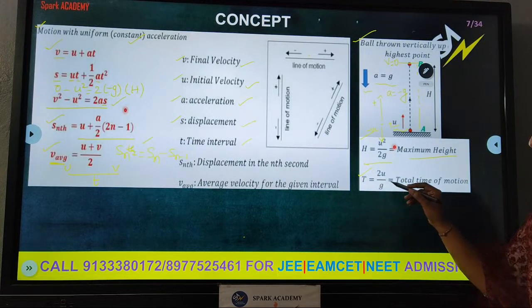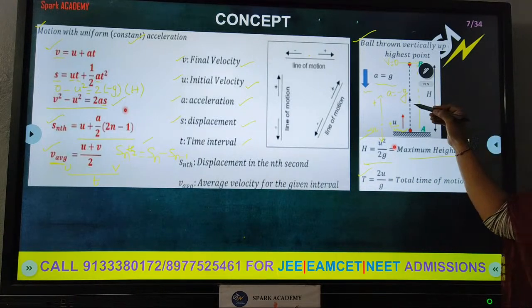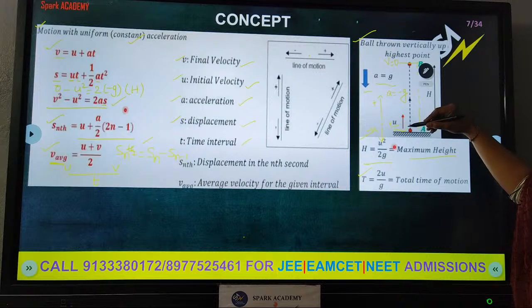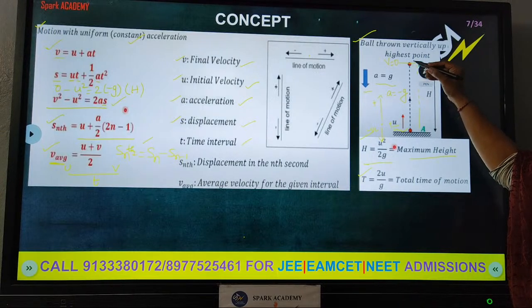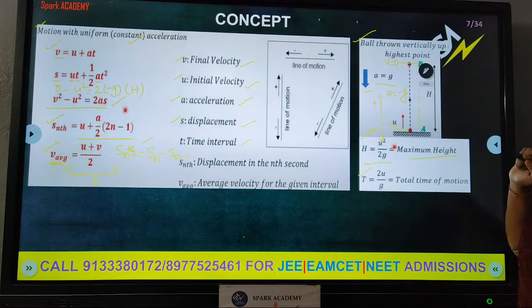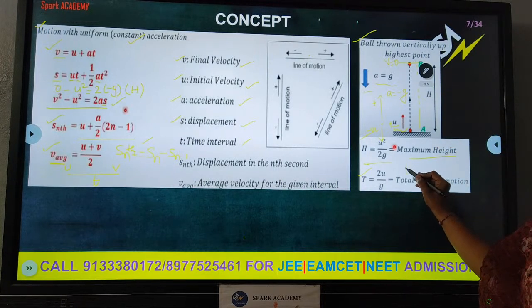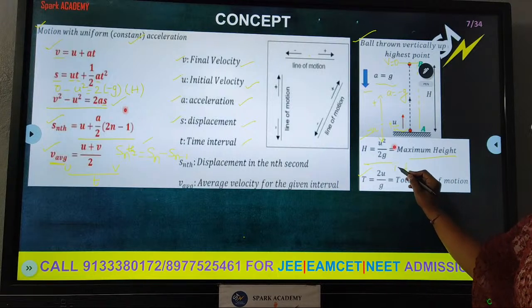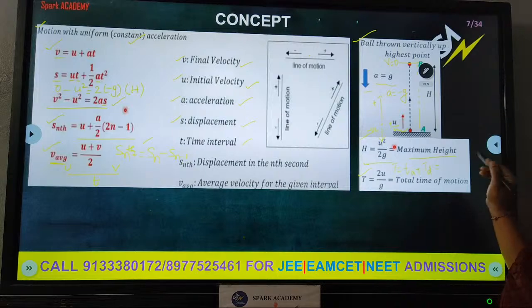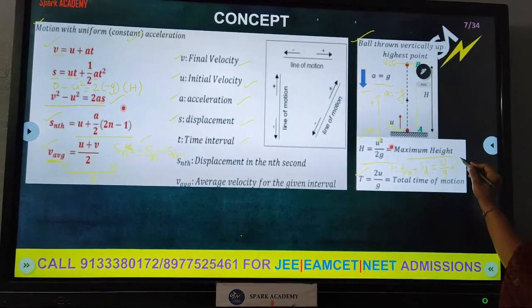And what is the total time taken? Here, time of ascent, which is the time taken to reach the highest point, and time of descent, which is the time taken to reach the ground. So total time is time of ascent plus time of descent. We can write it as u by g plus u by g.